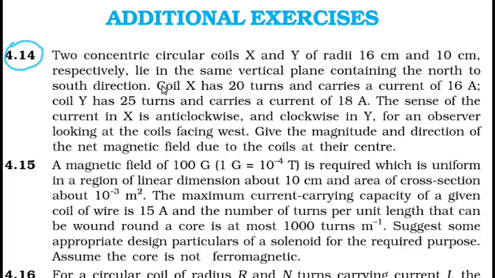Two concentric circular coils X and Y of radii 16 cm and 10 cm respectively lie on the same vertical plane containing the north to the south direction. Coil X has 20 turns and carries a current of 16 ampere. Coil Y has 25 turns and carries a current of 18 ampere. The sense of the current in X is anticlockwise and clockwise in Y. So X has anticlockwise direction and Y has clockwise direction.